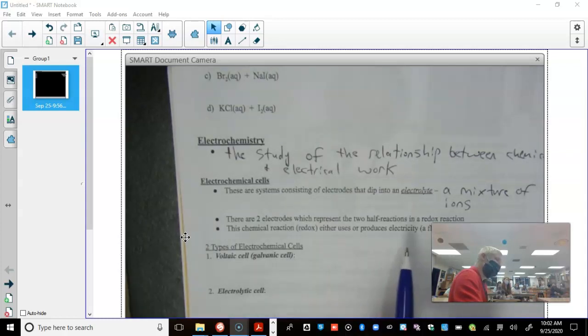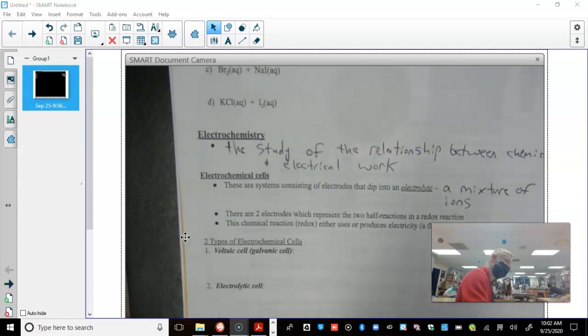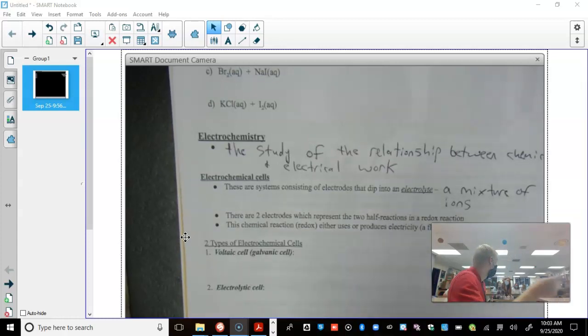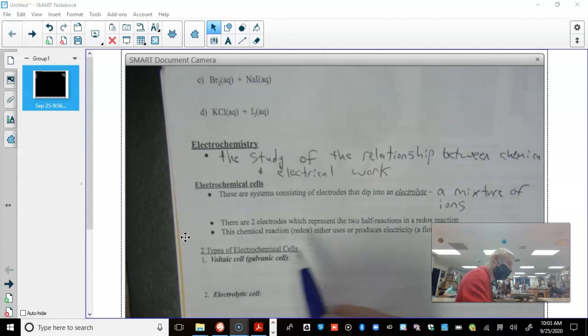There are two electrodes which represent the two half reactions in a redox reaction. The redox chemical reaction either uses or produces electricity, a flow of electrons. So we've got half reactions. One is going to be reduction, the other is going to be oxidation. When you put them together, you get a current as long as there's a salt bridge. We'll talk about all of that.